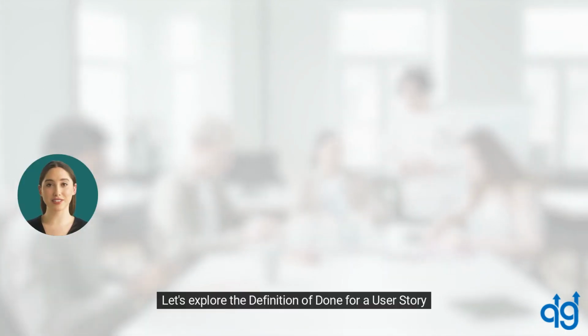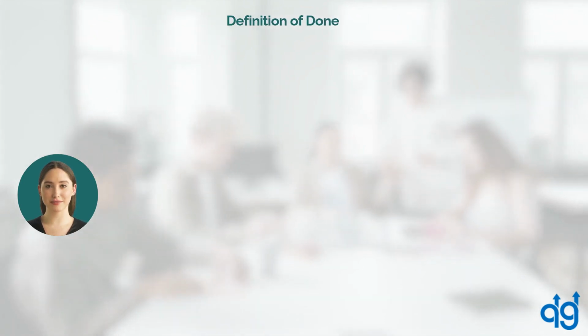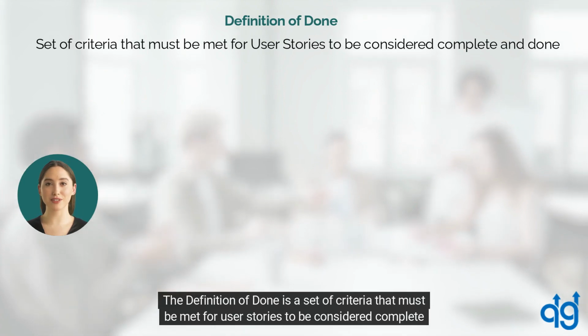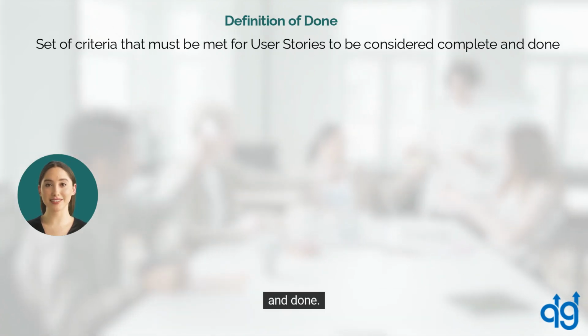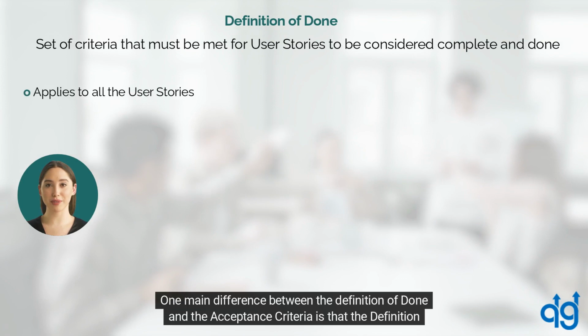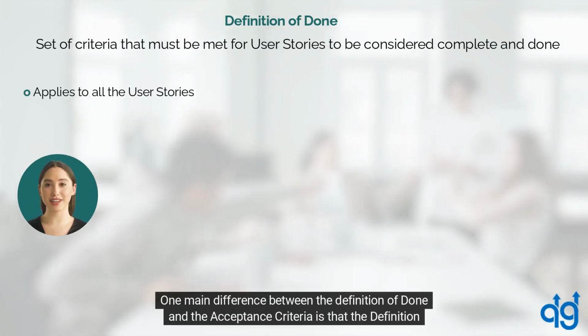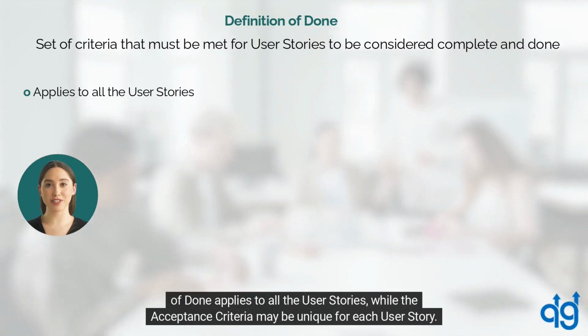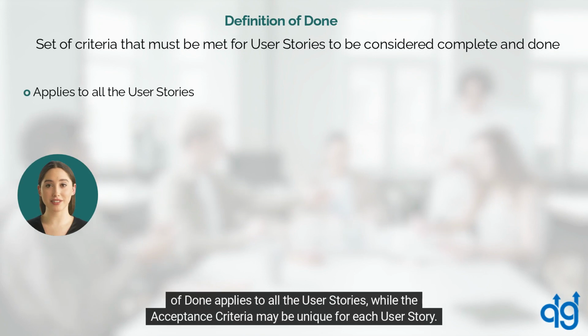Let's explore the definition of done for a user story. The definition of done is a set of criteria that must be met for user stories to be considered complete and done. One main difference between the definition of done and the acceptance criteria is that the definition of done applies to all the user stories, while the acceptance criteria may be unique for each user story.